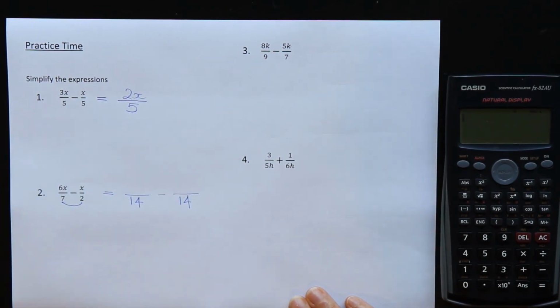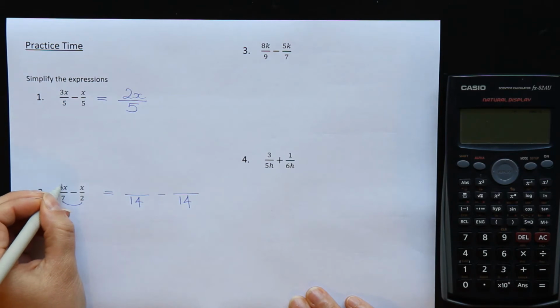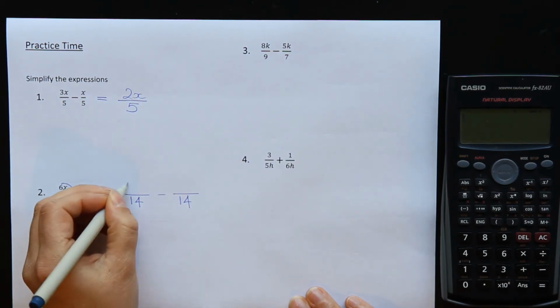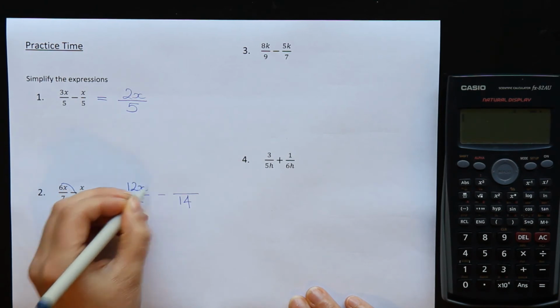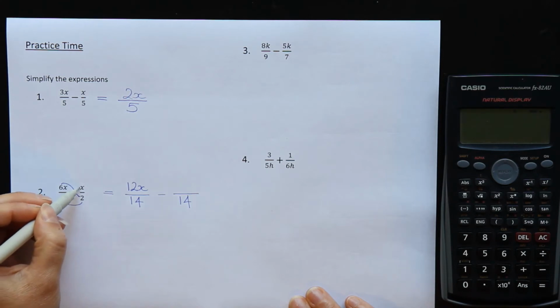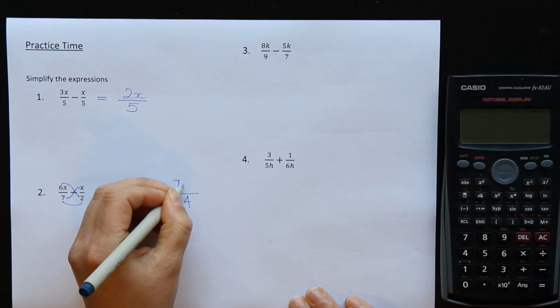Okay, now we need to work out what goes on the top of each fraction. We had a 6x for the first fraction. I need to multiply that with the 2. 6 times 2 is 12x. The second fraction, I have an x. I need to multiply that with the 7. 7 times x is 7x.